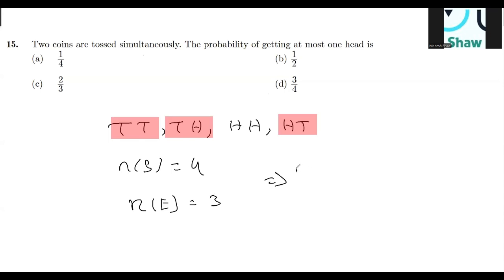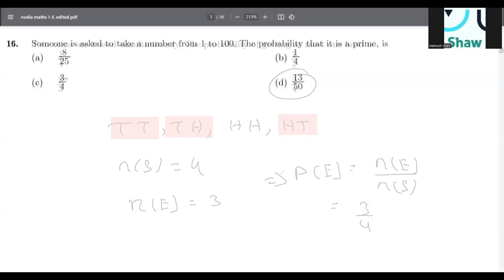As you know, the probability of this event will be n of E, that is favorable, divided by total possible outcomes, that is n of S. Replacing this value, that is 3 over 4. So the probability 3 over 4 is option D in this case.